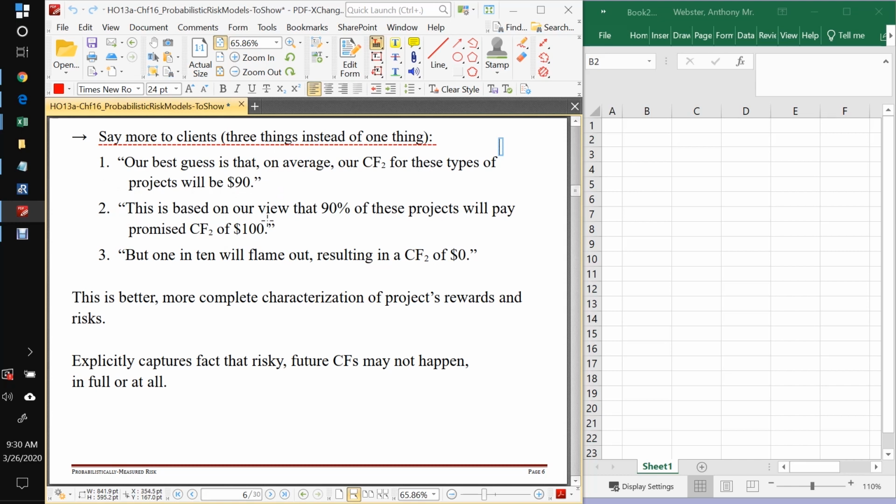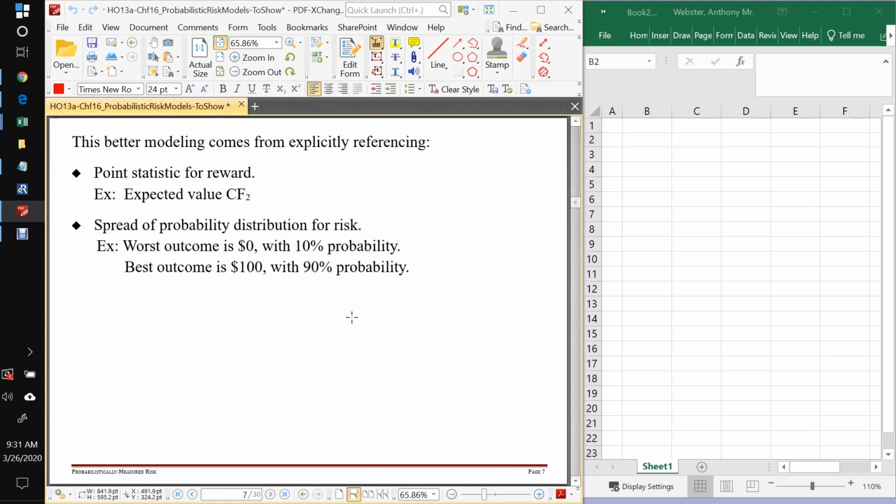This is based on our view that 90% of these projects will pay the promised cash flow of 100, but 1 in 10 will flame out, resulting in a cash flow 2 of 0. So we're saying more here, so we're able to do a bit better. And this now explicitly captures for us the fact that those risky future cash flows may not happen in full or at all. So the way that we did this was twofold.